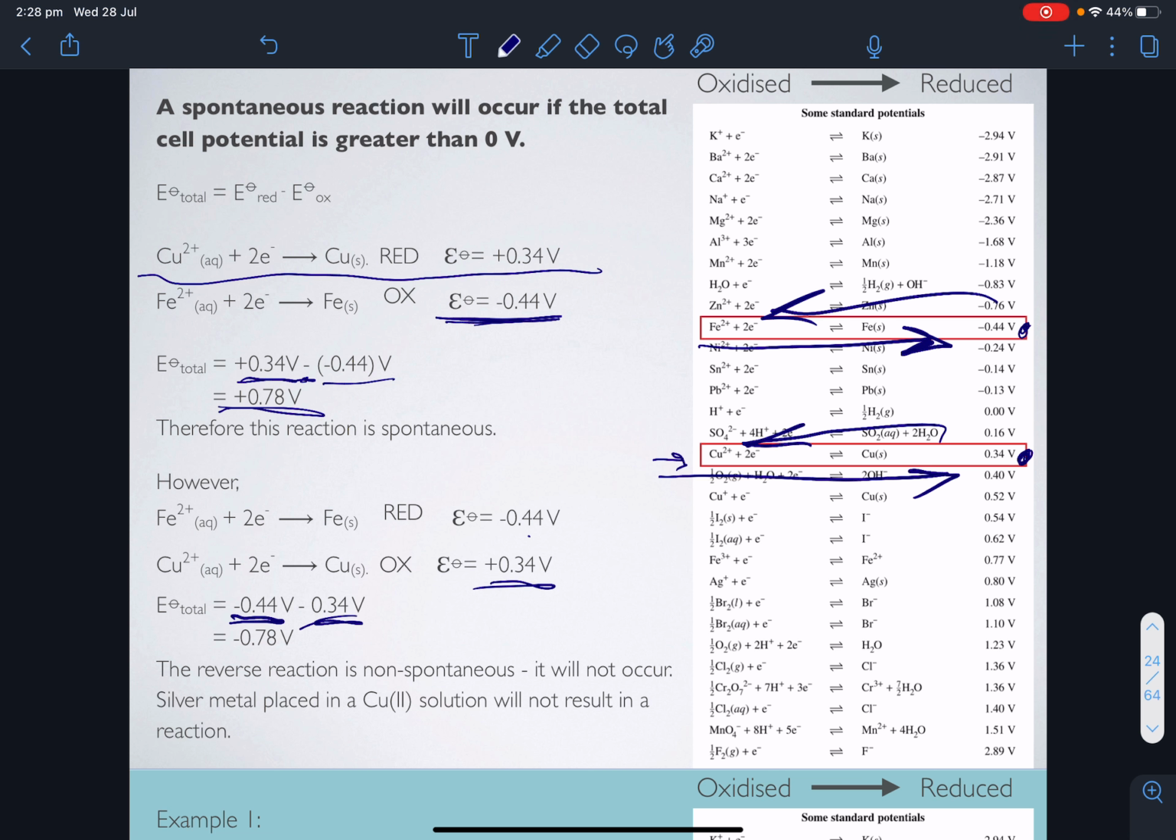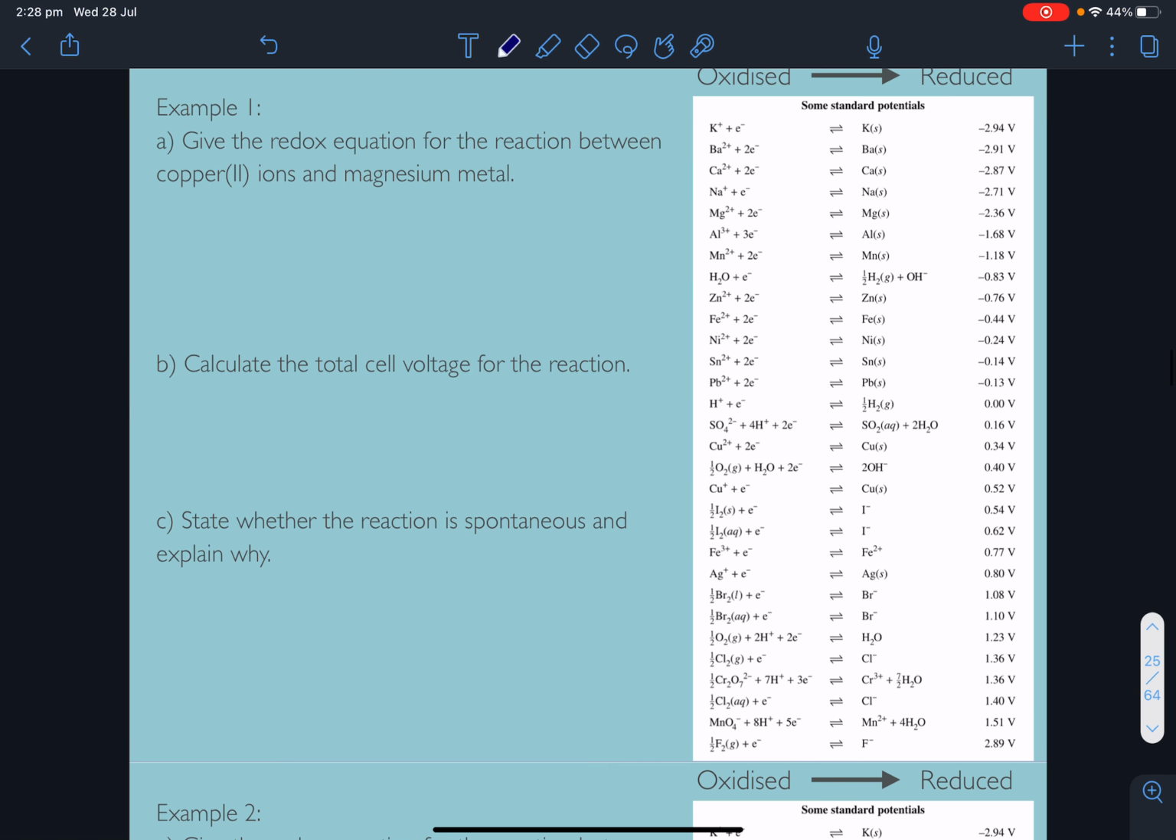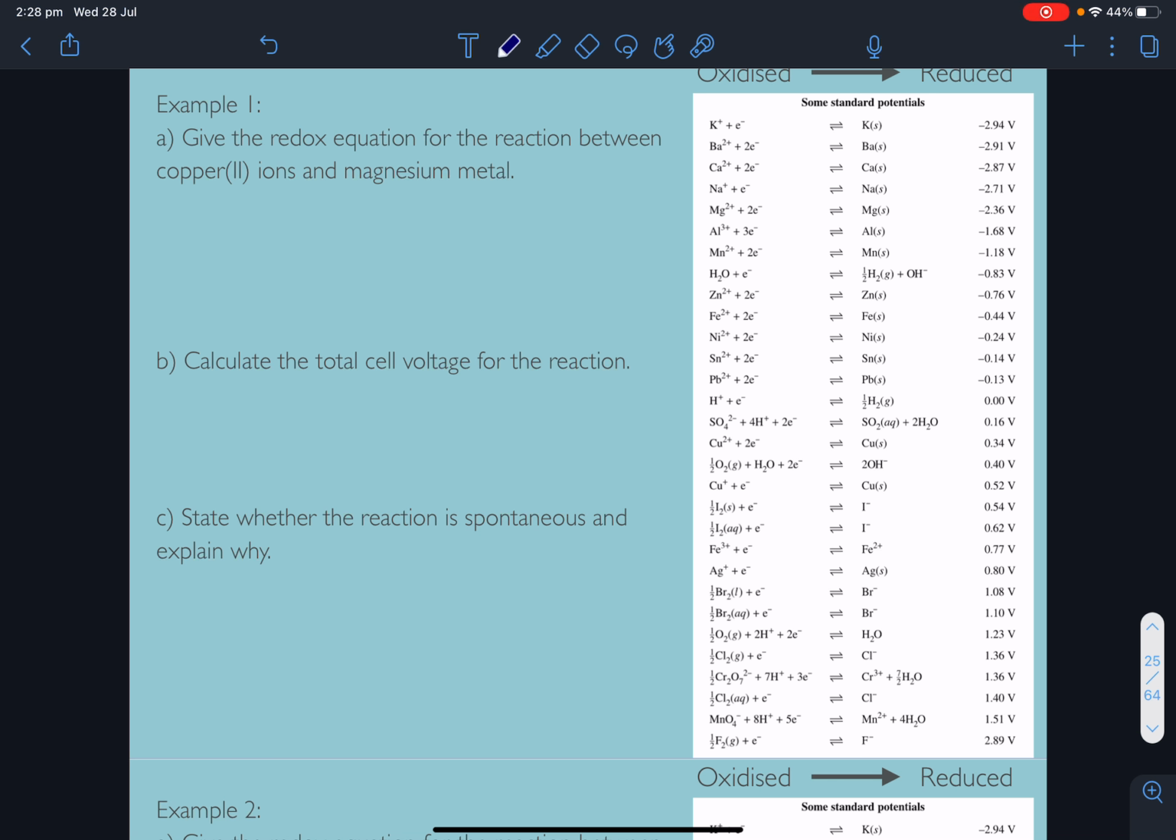I thought of something there too. I remember at university, first year, one of my good lecturers explained it as thinking, instead of E naught total equals E naught reduction minus E naught oxidation, you're finding the difference between the two numbers. If there's a positive difference, it will work. If there's a negative difference, it won't work. I don't know if that will help. I didn't explain it anywhere near as well as he did. Use the formula.